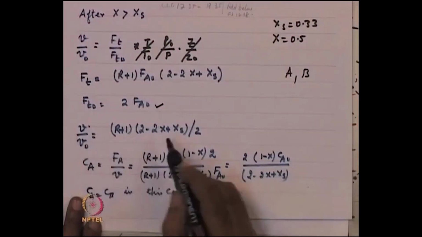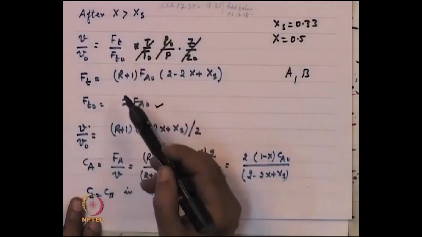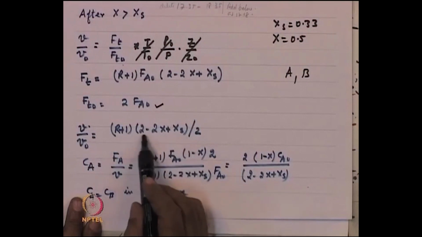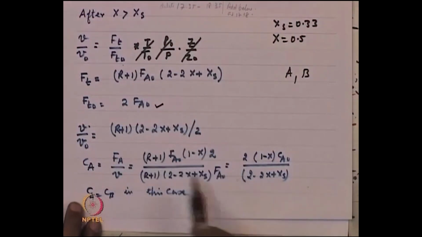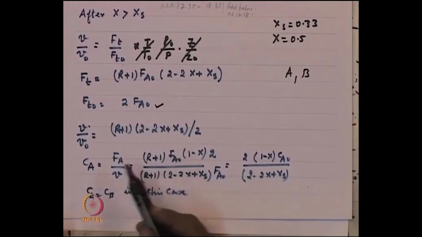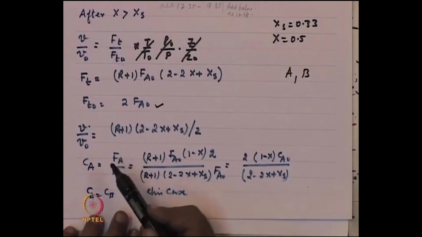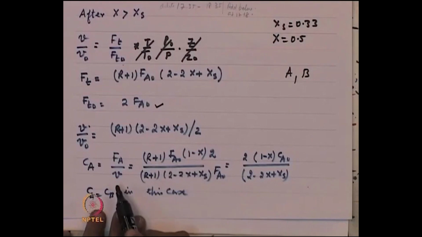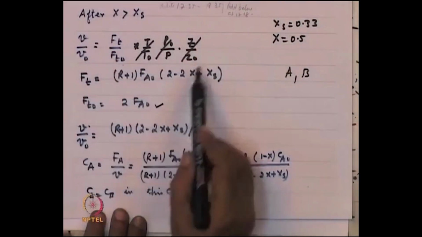Now, therefore, V by V0 is simply Ft by Ft0. We can put this as equal to what is already mentioned, the (r + 1)/2 minus 2x plus x divided by 2. What is CA? By definition, FA by V. Therefore, we can substitute for FA, which is (r + 1) FA0 (1 − x), and what is V? We already calculated V0 times this whole thing.